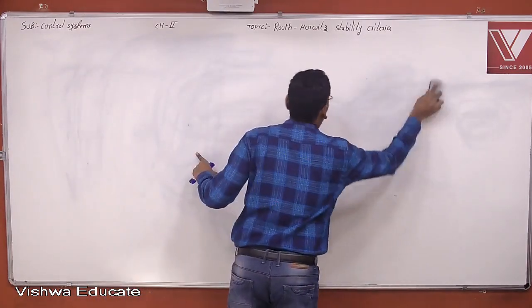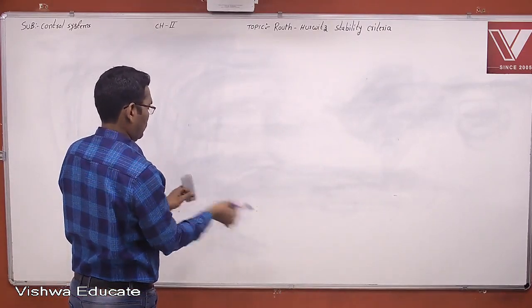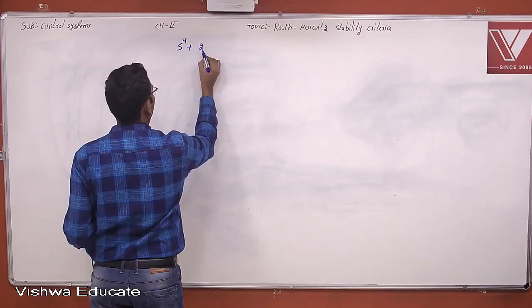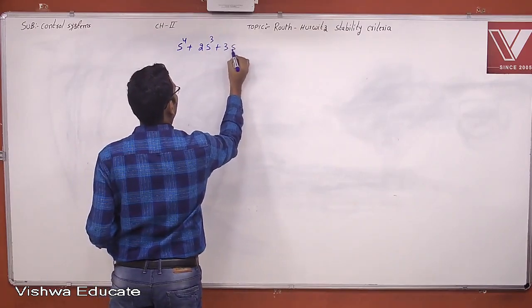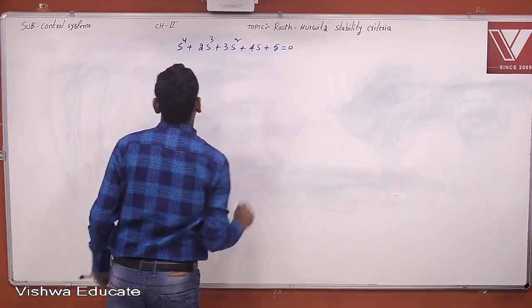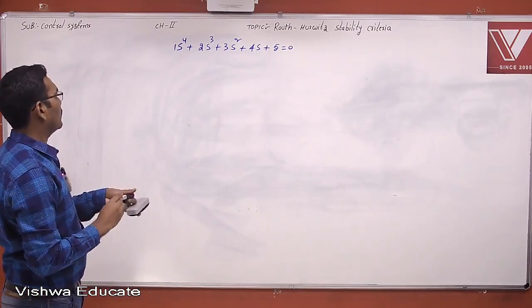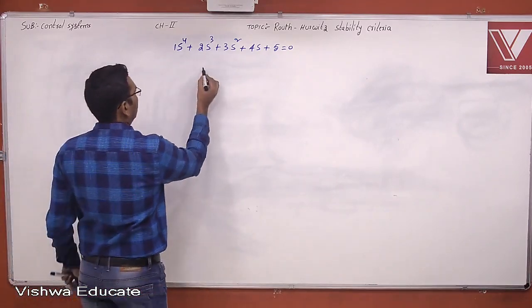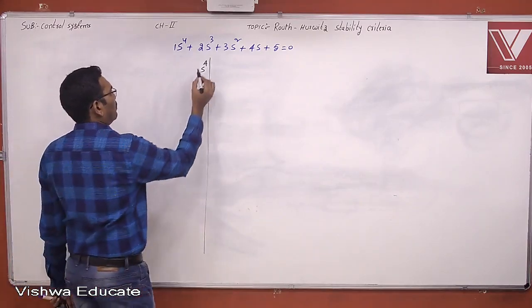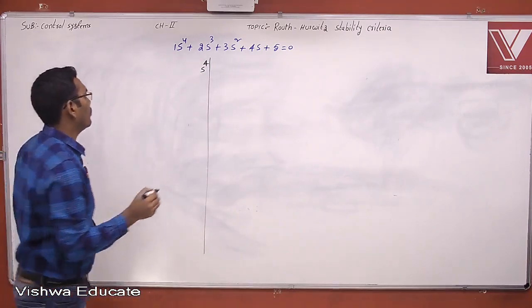Now we'll solve questions one by one, increasing the orders. Now this is fourth order. This is the characteristic equation of order 4, s power 4.